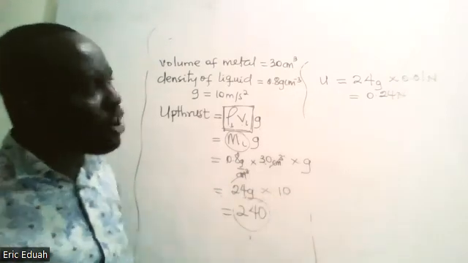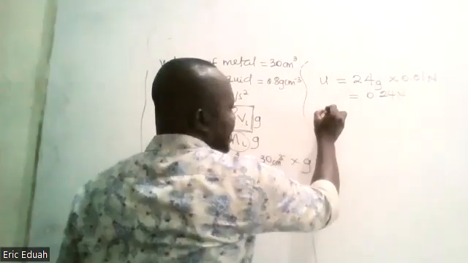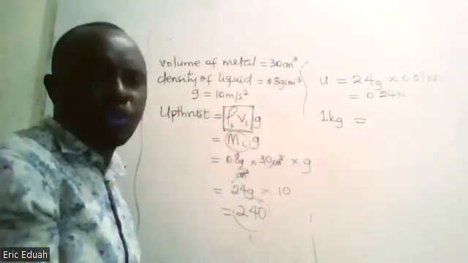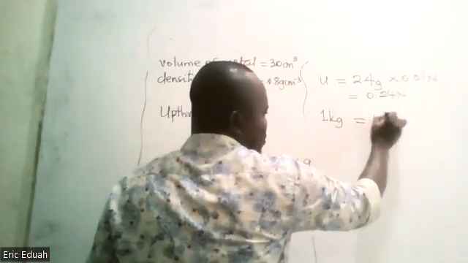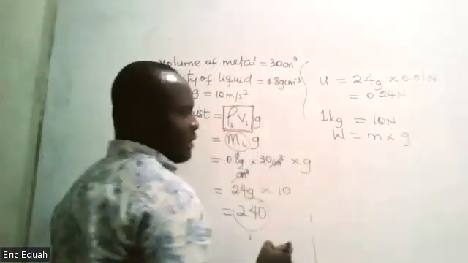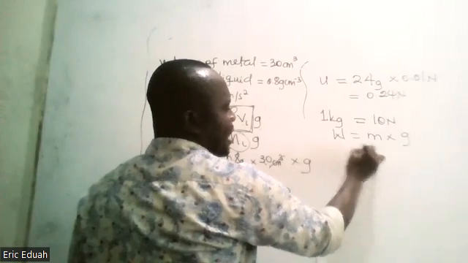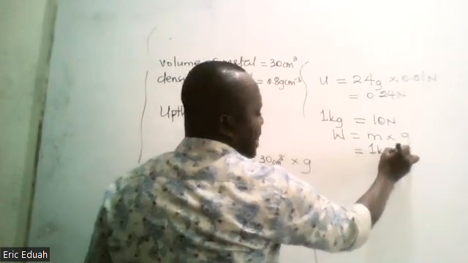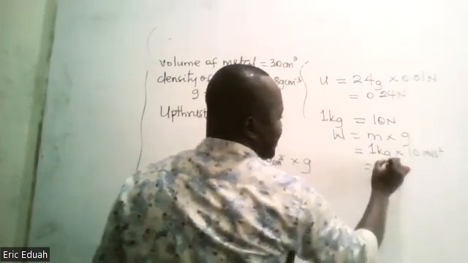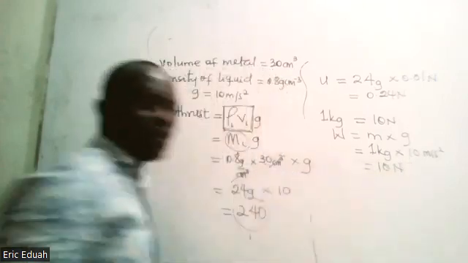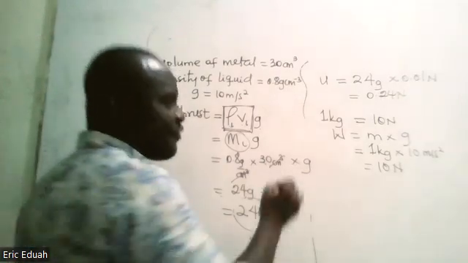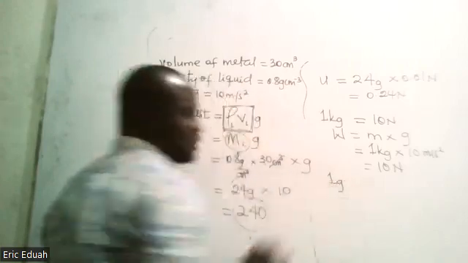But the other option is that I know that if I have 1 kilogram mass, it will be equal to a weight of 10 Newton, because weight is equal to mass times acceleration due to gravity. So if I have a mass of 1 kilogram times acceleration due to gravity, whose value is 10 meters per second squared, I have 10 Newton. So 1 kilogram mass would weigh 10 Newton. So if I have 1 gram mass, what will be its weight?